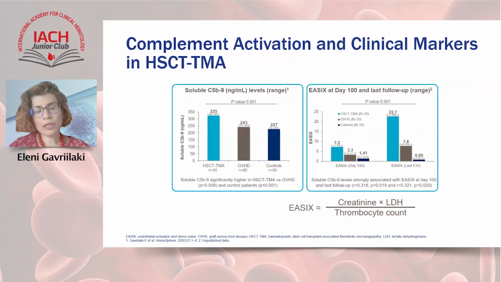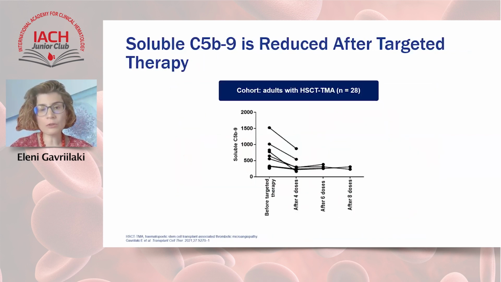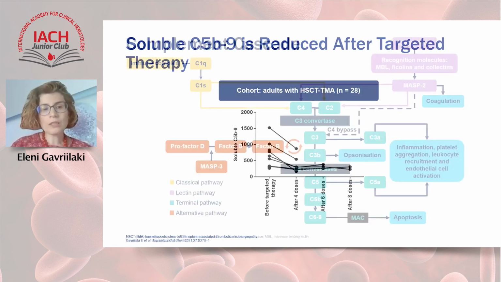And we also were able to correlate soluble C5b9 with E6, which is an easy marker of complement activation calculated by creatinine, LDH, and thrombocyte count. And after complement inhibitor therapy, we also measured soluble C5b9, and we found a decrease after at least 4 doses in the patients that were able to receive these doses.